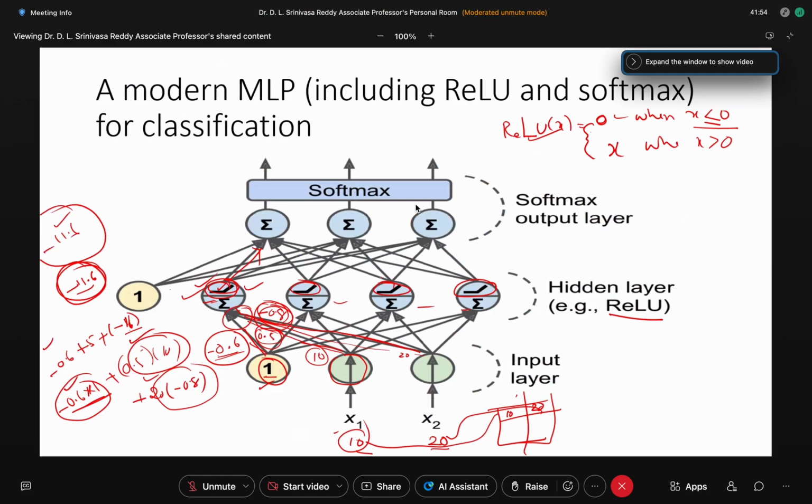Now I am giving the weights for the second one. All of you tell me. This connection is suppose 0.6, and this connection is assume 0.8. This connection here is assume 0.2. Now tell me, what is the weighted sum here?